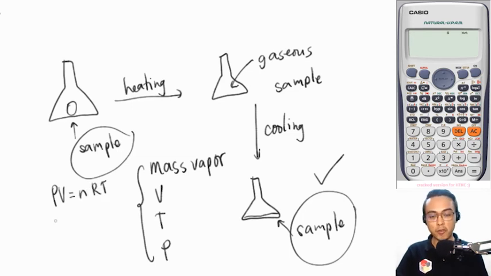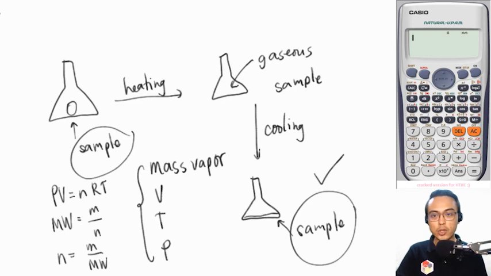And remember the definition of molecular weight. The molecular weight is equal to the mass of the substance over the number of moles contained in that substance. Such that if I rearrange the second equation, we get the number of moles is equal to mass over molecular weight. And if we substitute that into the ideal gas equation, you can see now how we can compute the molecular weight of the substance.